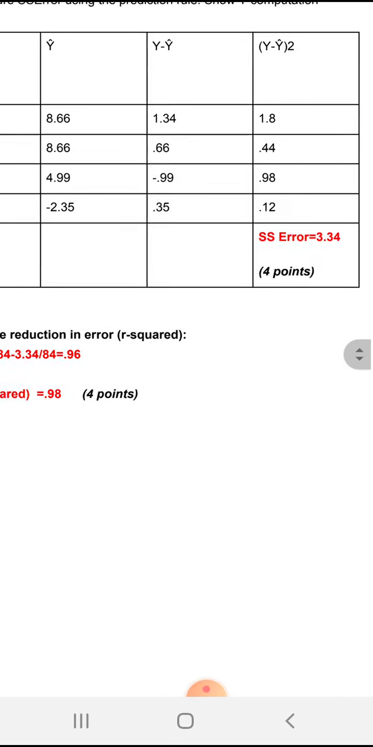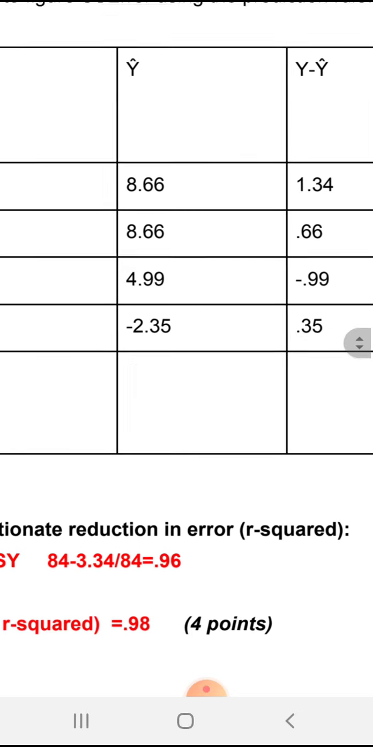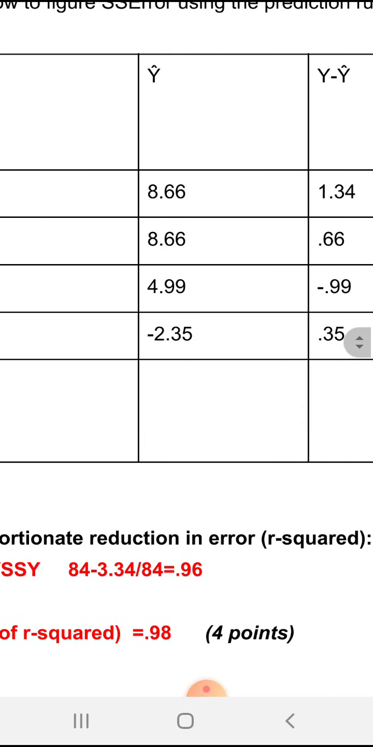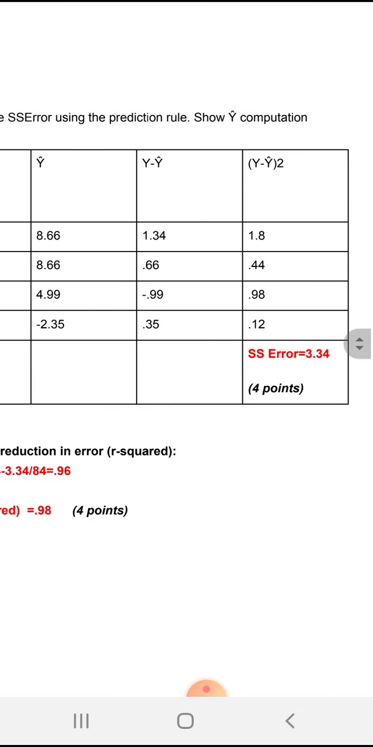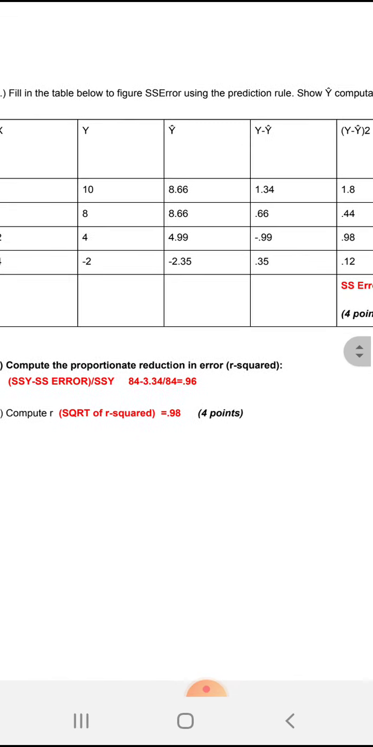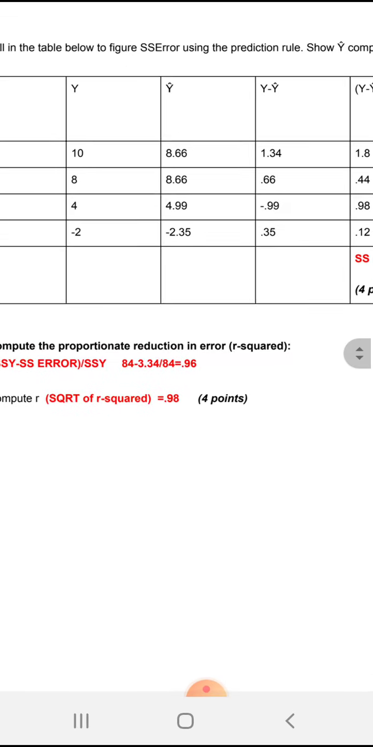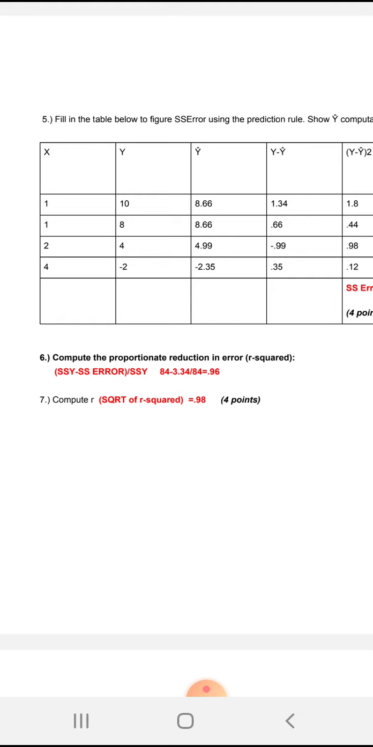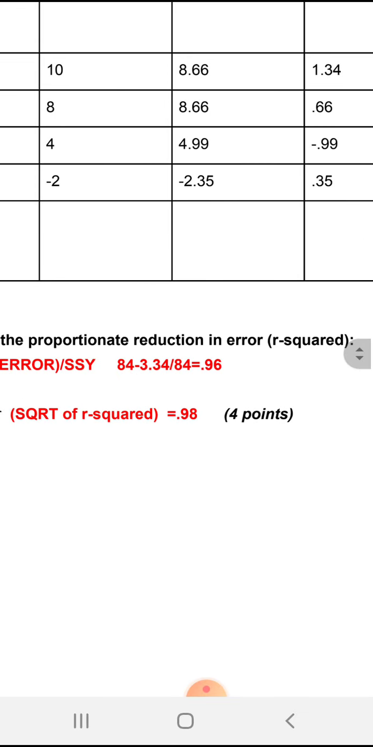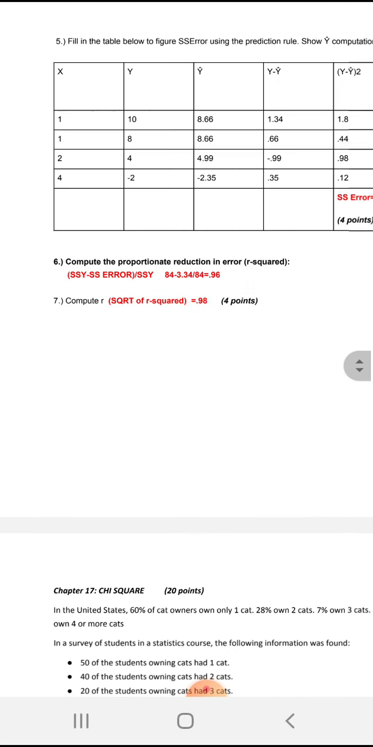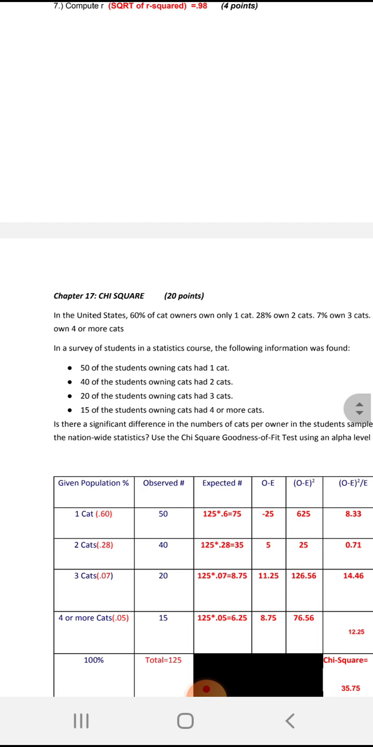Just for learning, if all the y hats equaled y, then SS error would come out to 0, and R would come out to 1, and it would mean that we have a perfect prediction line. But we don't have a perfect prediction line. Our prediction line is 98% accurate. Okay, moving along. Chapter 17, chi-squared.